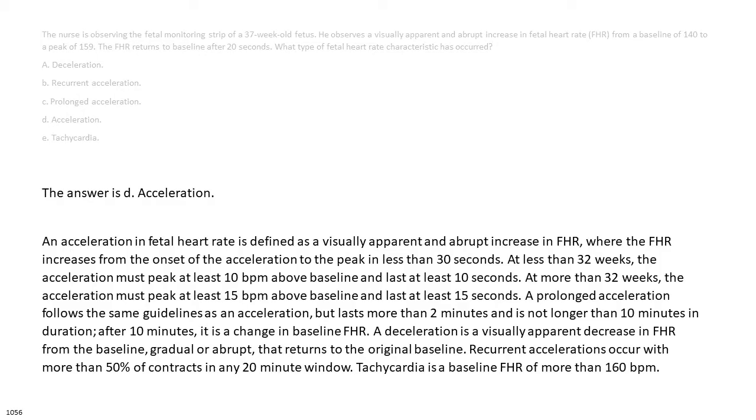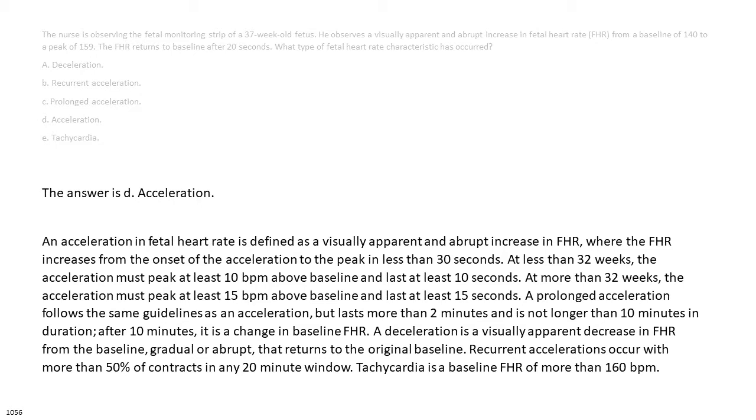The answer is D. Acceleration. An acceleration in fetal heart rate is defined as a visually apparent and abrupt increase in FHR, where the FHR increases from the onset of the acceleration to the peak in less than 30 seconds.